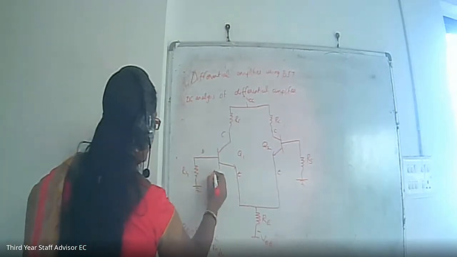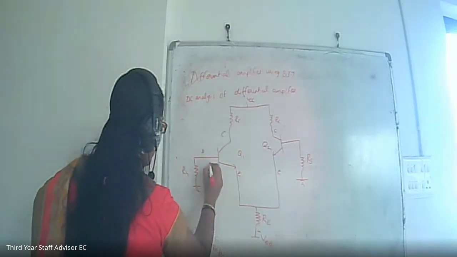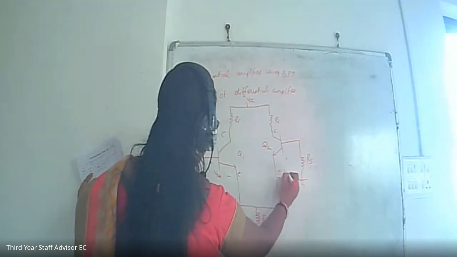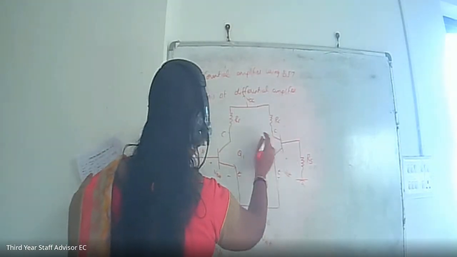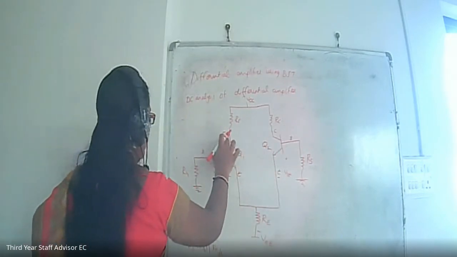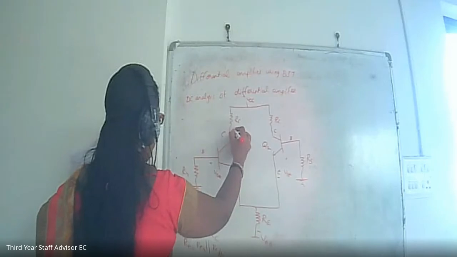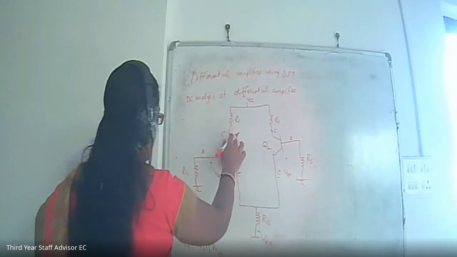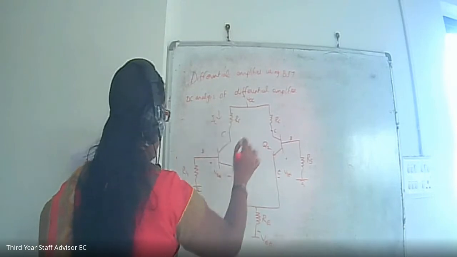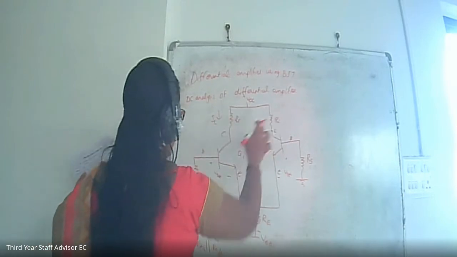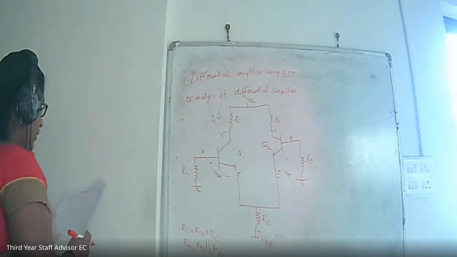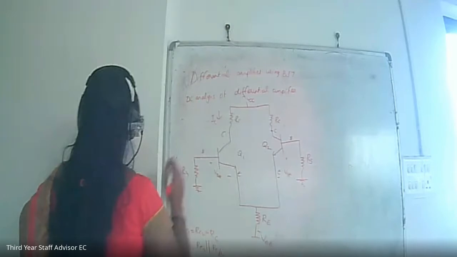Here you can see this is VBE, plus minus VBE. Here also there will be plus minus VBE. That is the transistor base to emitter voltage. Here is the collector point, where the voltage will be VC, and here also VC, and the current flowing through this RC is IC. You can mark it. Here also IC. These are all the markings you have to do. You can either write IC1, IC2.